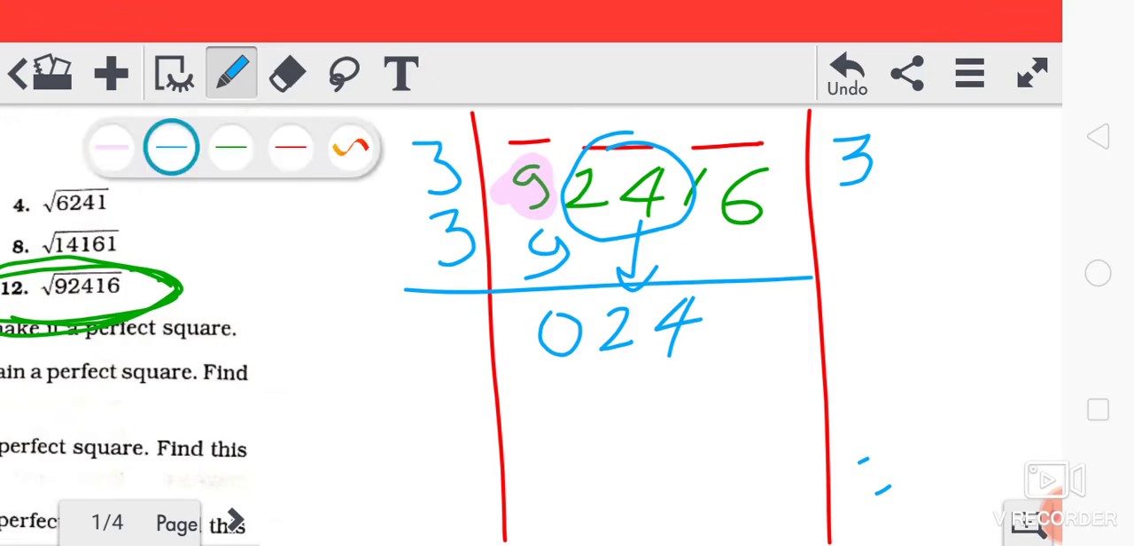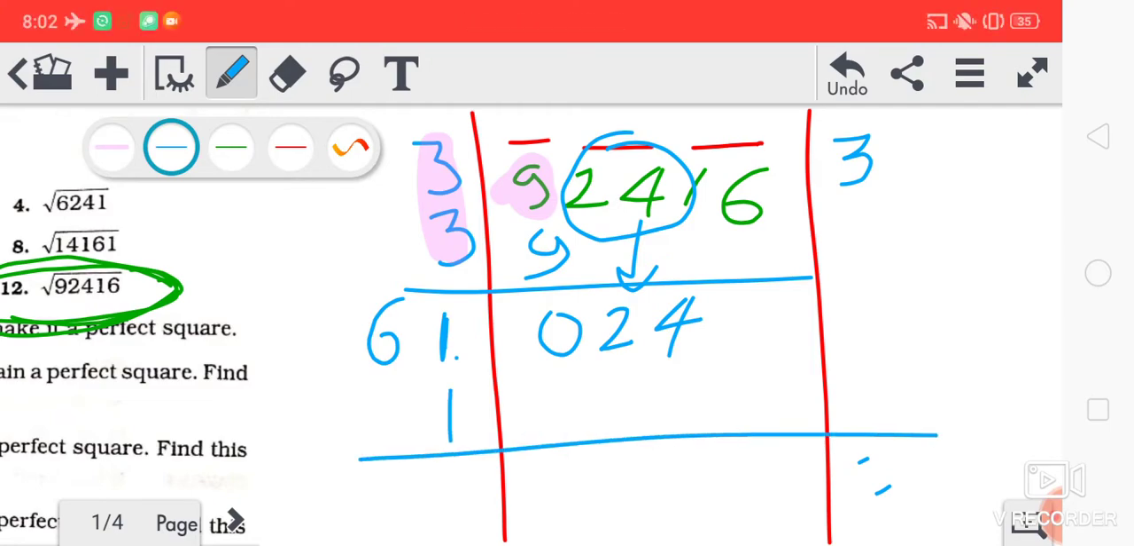Now both these 3s, we have to add here. After adding, how much will we get? We'll get 6. Now what number should we take here? Suppose we take 1. Then 1 1 is 1 and 1 6 is 6. If we are taking like this, then it is coming 61, which is more than 24.